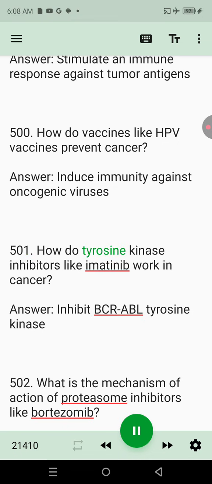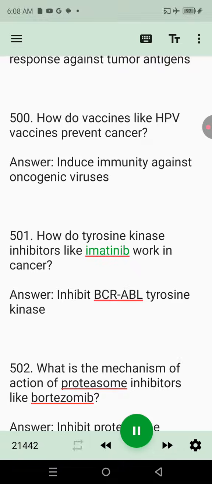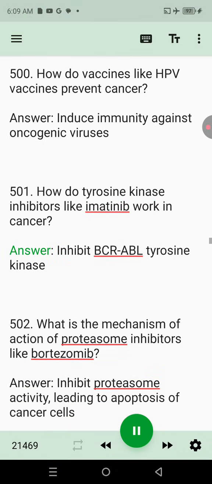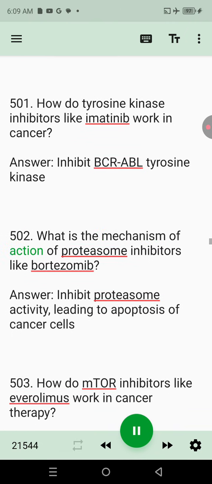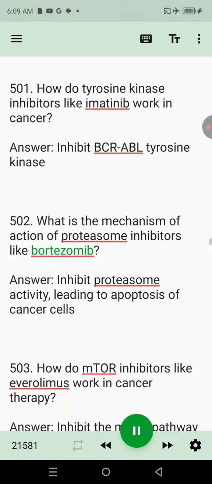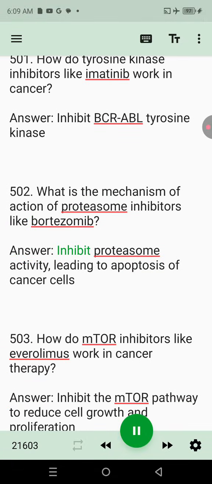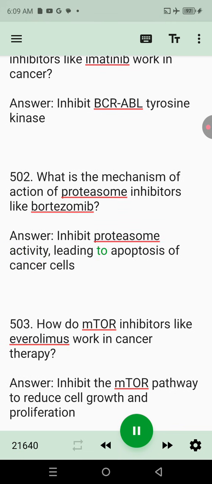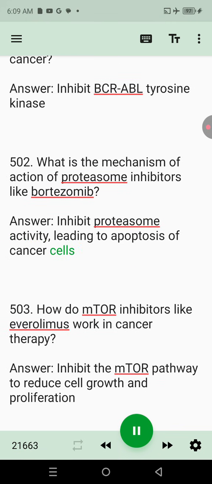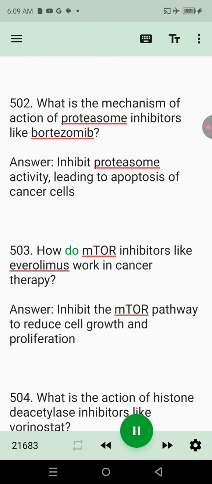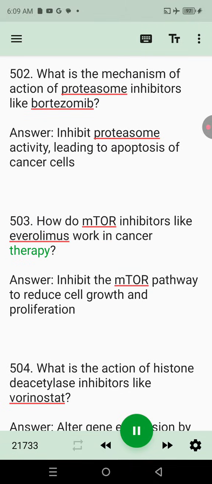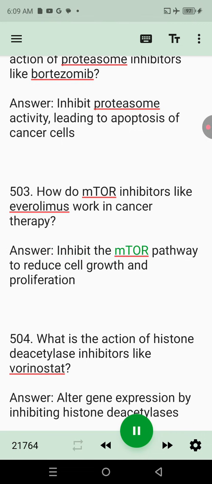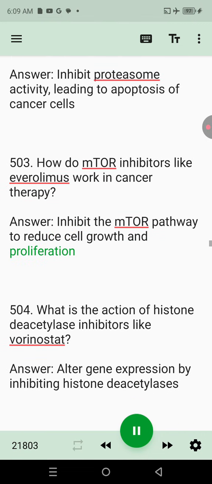501. How do tyrosine kinase inhibitors like imatinib work in cancer? Answer. Inhibit BCR-ABL tyrosine kinase. 502. What is the mechanism of action of proteasome inhibitors like bortezomib? Answer. Inhibit proteasome activity, leading to apoptosis of cancer cells. 503. How do mTOR inhibitors like everolimus work in cancer therapy? Answer. Inhibit the mTOR pathway to reduce cell growth and proliferation.